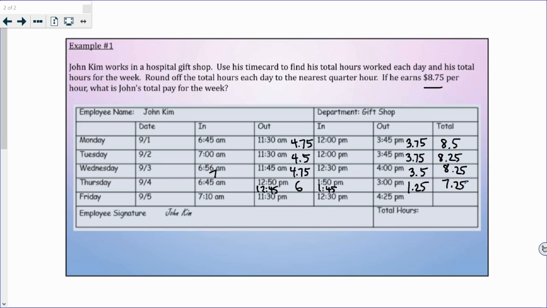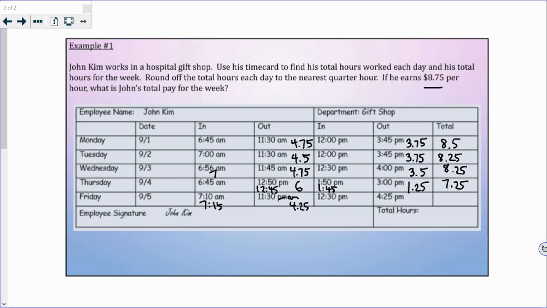Looks like he was slacking a little bit that day. All right, 7:10. Well, that's closest to 7:15. And I'm pretty sure that's supposed to be AM. So 7:15 to 11:15 would be 4 hours. I need another 15 minutes, so that's 4.25.